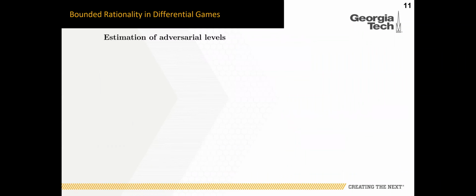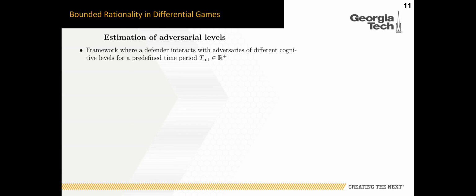Of course, now that I have learned the cost and the policies for every level, I want to estimate what my other agents' levels are, especially if they are adversarial. So how will I do that? The defender will interact with agents of different cognitive levels for a predefined time period, which is different from the previous T that you saw, which is the T at which I measure my cost. This T is how I interact with the other adversaries.